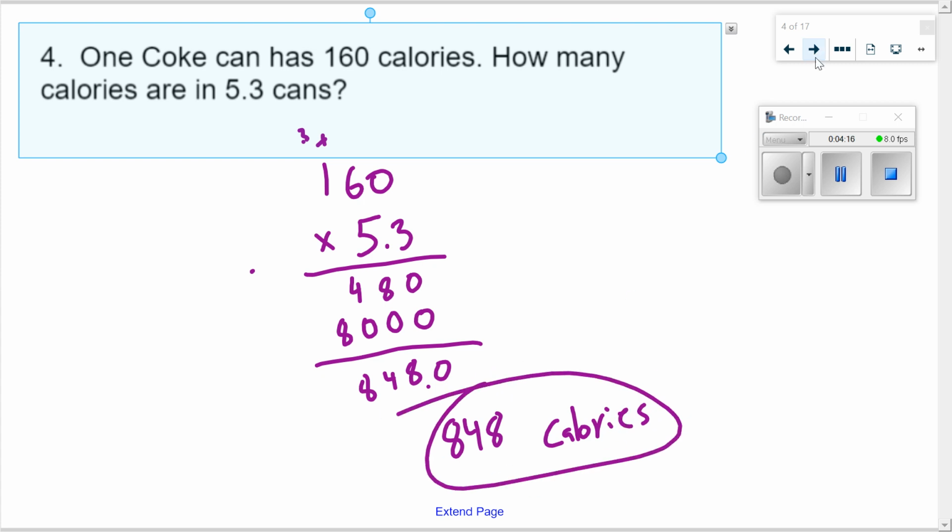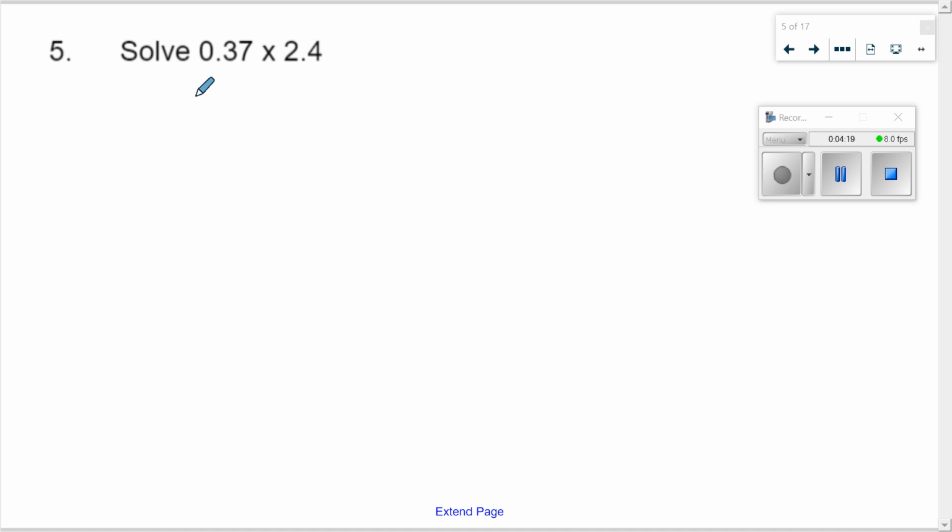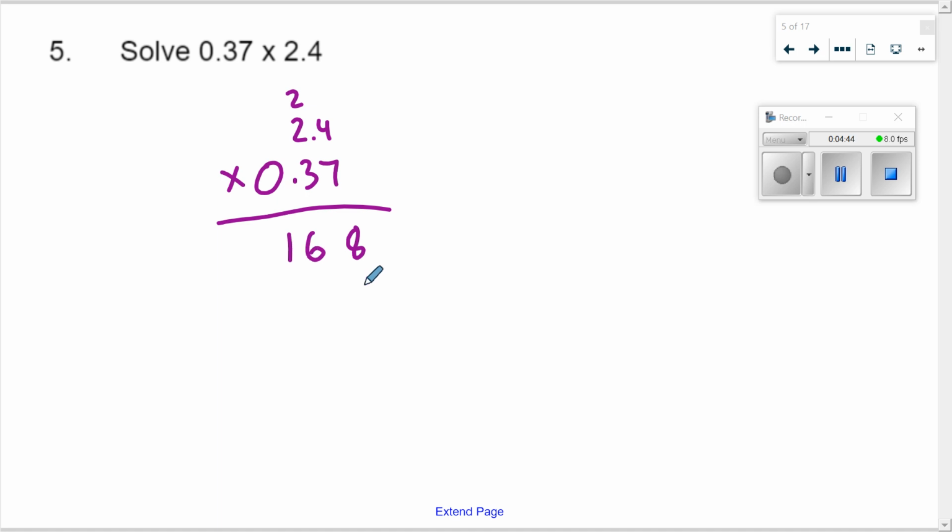All right, question 5. This is just 0.37 times 2.4, so I'm going to put it like this. 0.37 times 2.4. Don't have to line up decimal places when you're multiplying. All right, you just need to count at the end. 7 times 4, 28. Carry the 2. 7 times 2 is 14. Plus 2 is 16, so this would be a 16 there.